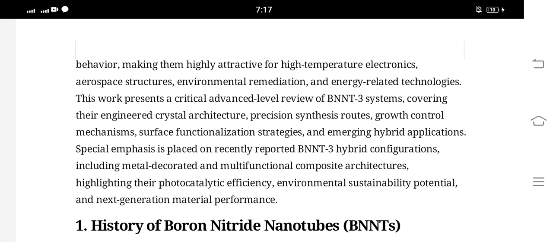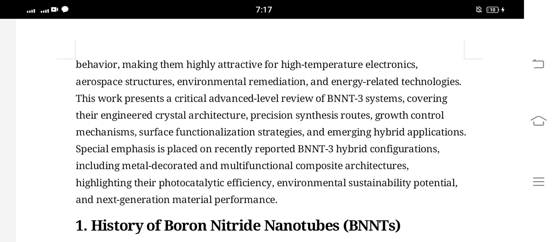Metal decorated hybrids such as palladium loaded BNNT-3 materials have attracted significant attention due to their improved photocatalytic activity, adsorption capacity, and environmental remediation potential. These hybrid structures combine the exceptional stability of the boron nitride nanotube 3 system with the catalytic functionality of metals, enabling application in pollutant degradation, hydrogen sensing, and sustainable catalytic processes.